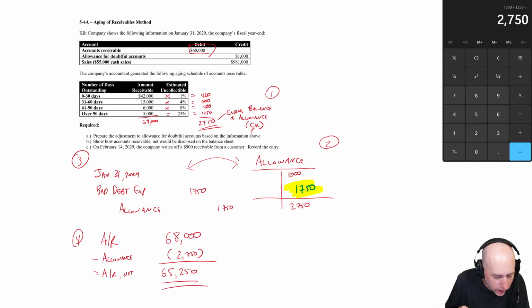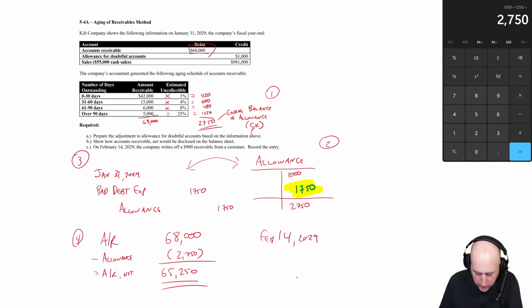C, on February 14th, Valentine's Day, 2029, the company writes off a $900 receivable from a customer. Record the entry. Writing off receivables when you know how to do it is not difficult. February 14, 2029. I want to write off a receivable. How do I do it? I credit the receivable. Credit AR from this customer.